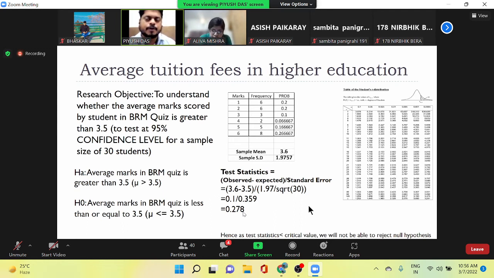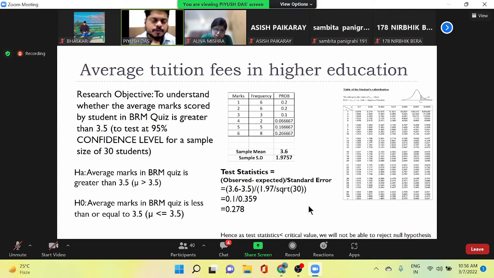Try to find out the p-value and compare that with your alpha. Alpha is 5%, and say, okay, whether it is less than 5% or greater than 5%. If less than 5%, you go ahead and reject the null hypothesis. That means yes, it is possible that students will score on average greater than 3.5 marks.